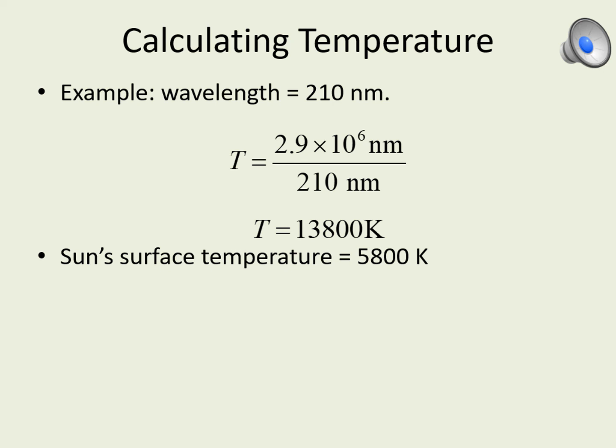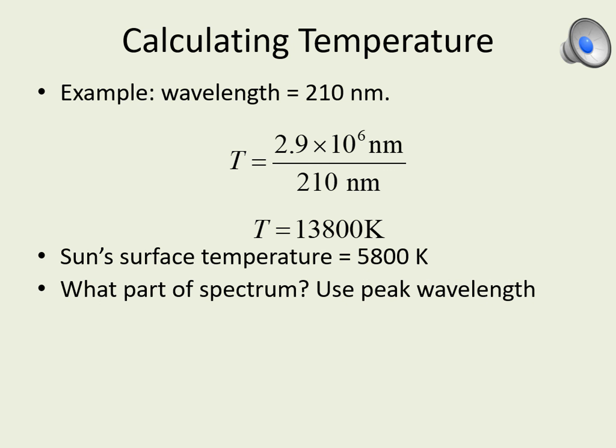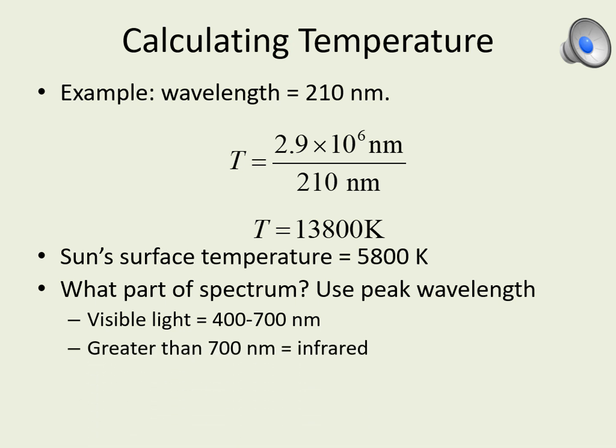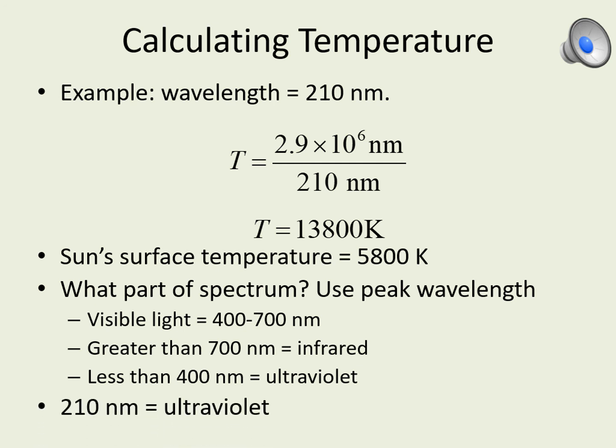Also, note that the question asks you in what part of the electromagnetic spectrum this star is producing most of its light. Once again, the peak wavelength is the key here. Visible light runs from 400 to 700 nanometers. Longer wavelengths are infrared, while shorter wavelengths are ultraviolet. Since this star's peak wavelength is at 210 nanometers, most of its light is ultraviolet.